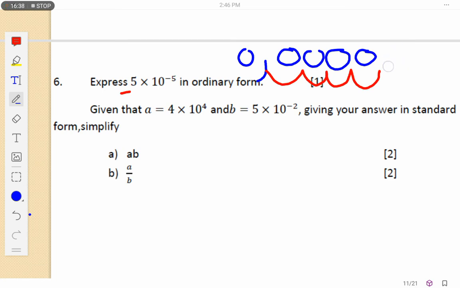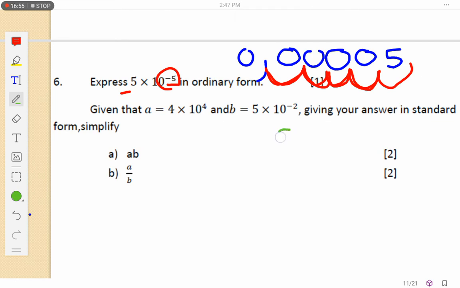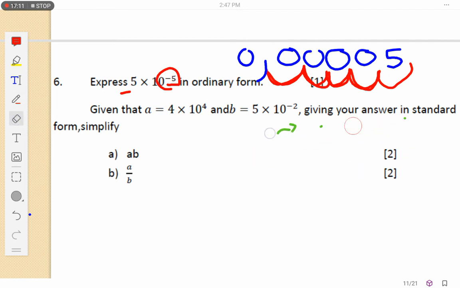So I have a 5 there, such that if I count my minus 5 there, I have minus 1, minus 2, minus 3, minus 4, minus 5. So our final answer is 0.00005 with 4 zeros there, such that if you want to go back, you simply count the number of commas: 1, 2, 3, 4, 5. So that's how we do it. Let's go on to the next question.